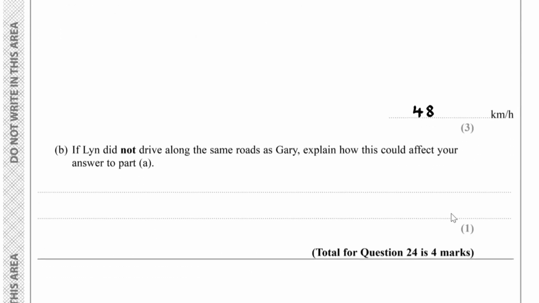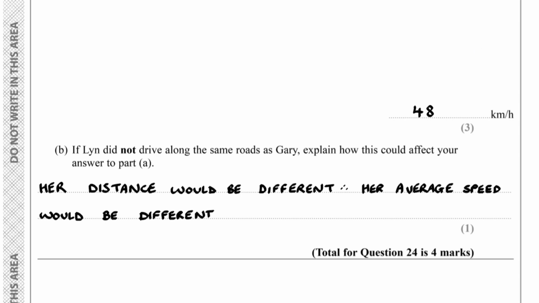Now for part B, if Lynn did not drive along the same roads as Gary, we have to explain how this could affect your answer to part A. Well, because her distance would be different, her average speed will be different too.